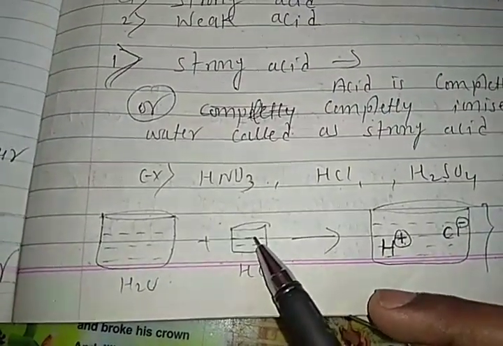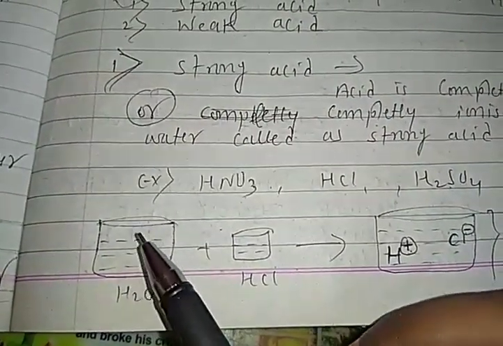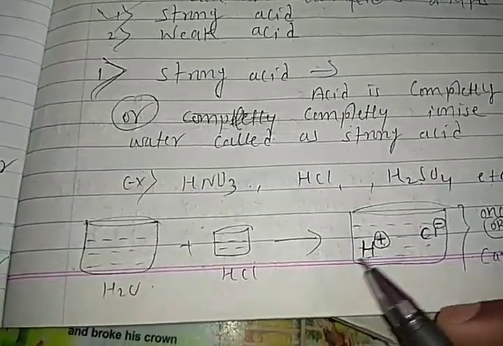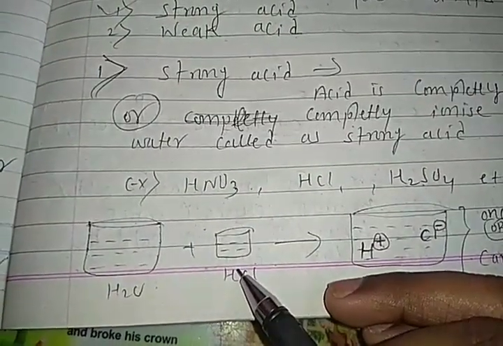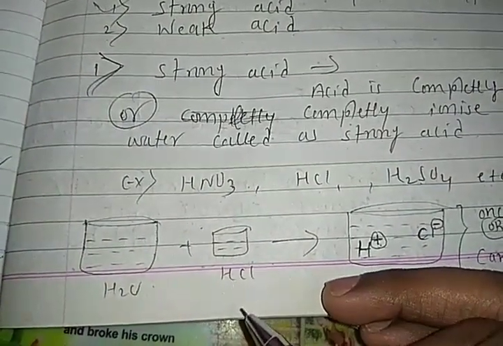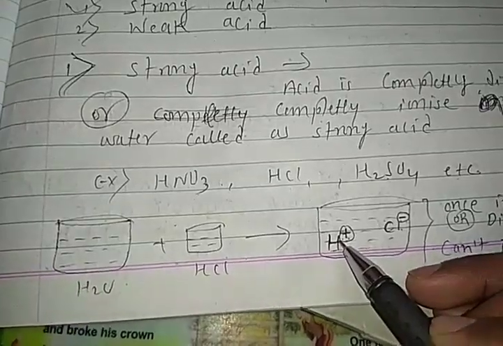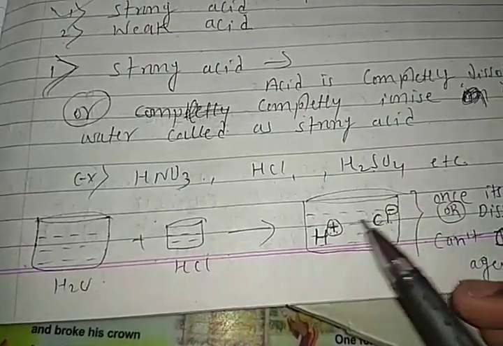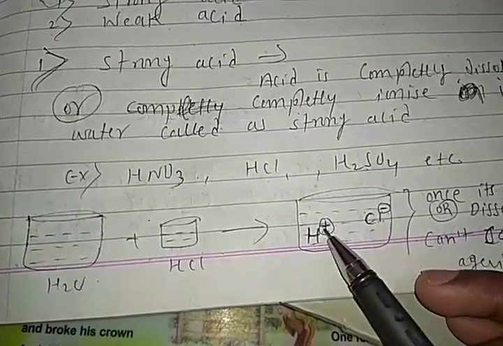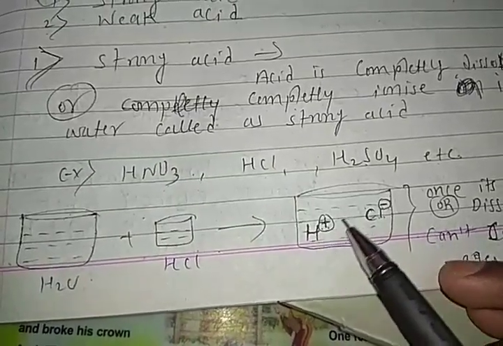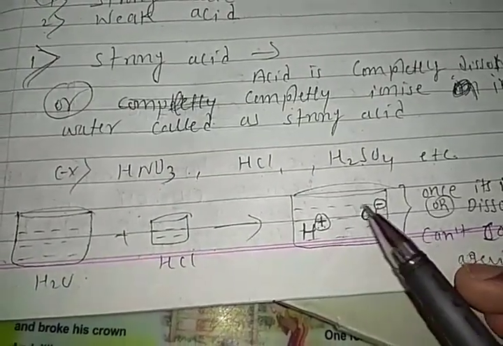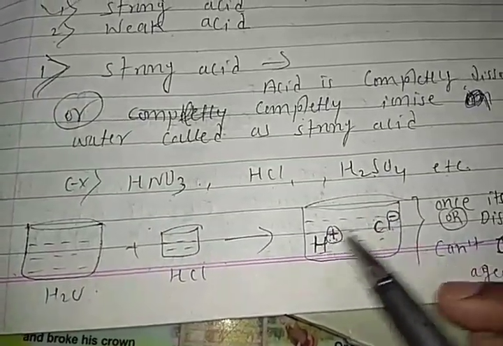When a small amount of HCl is added into this water, the HCl dissociates to form H+ and Cl- ions. Once it dissociates, the ions cannot combine with each other. That is called a strong acid.